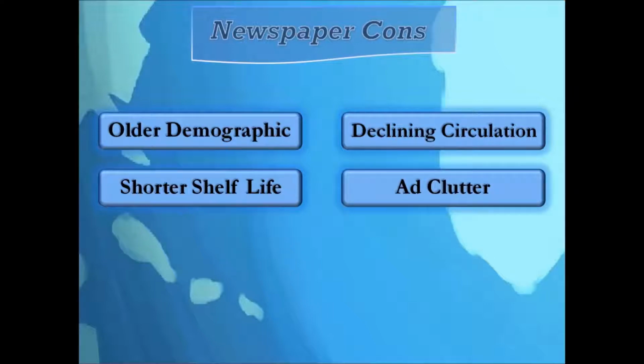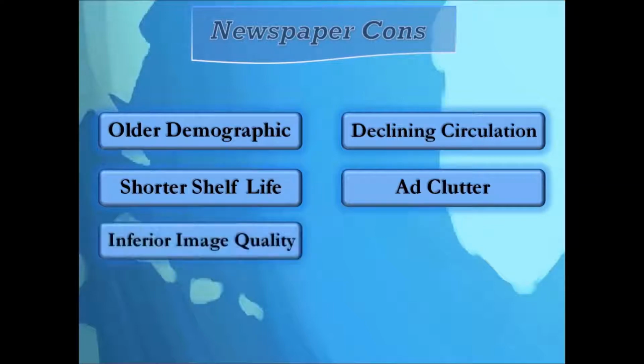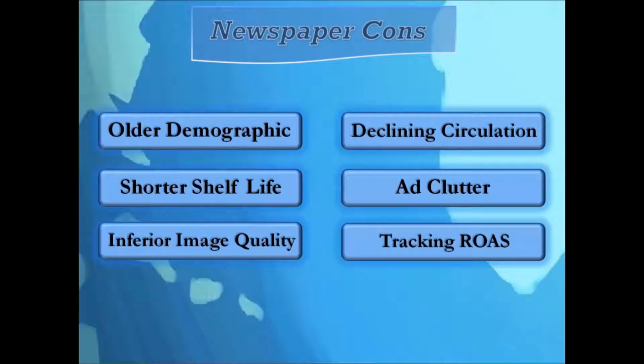Ad clutter. Newspaper editorials are surrounded with ads, and since it's clogged with ads, small ads can be easily overlooked completely. Inferior image quality. Compared to the picture quality in the magazine, newspaper images are dull and blurry even when it's in color. If you're selling high-end products, it might make your products look inferior. Tracking ROAS. It's difficult to track where your customers are coming from unless you turn your ad into some form of coupon.